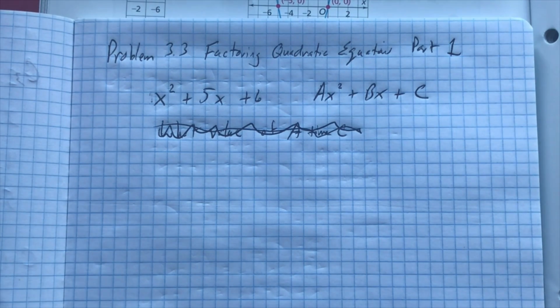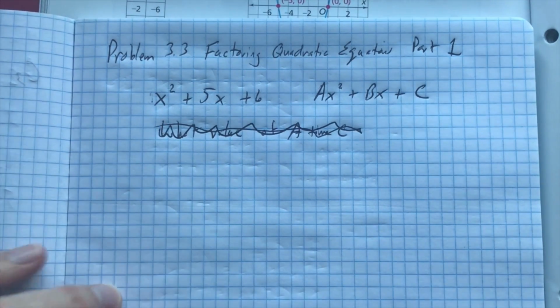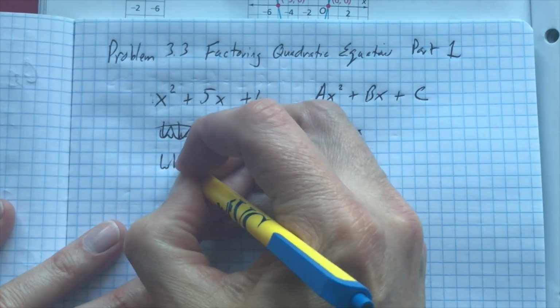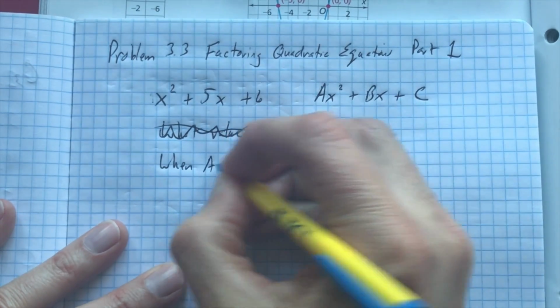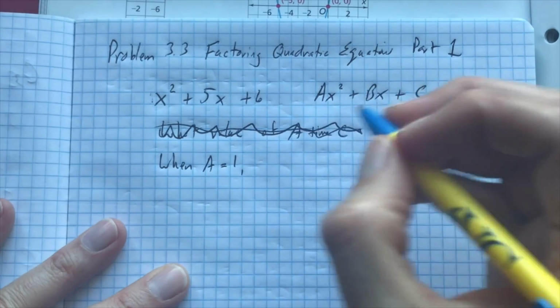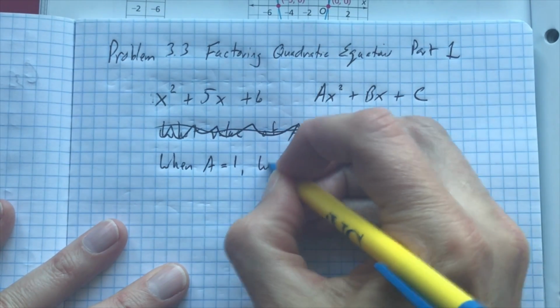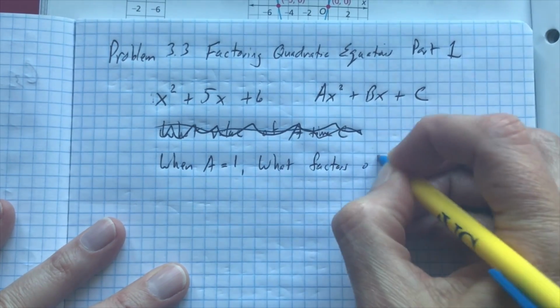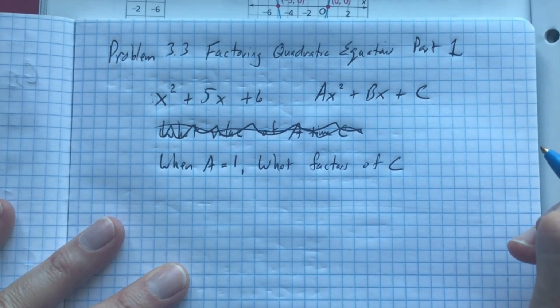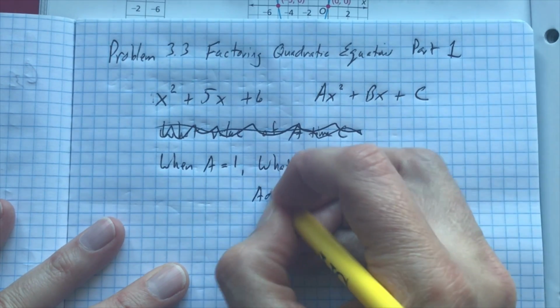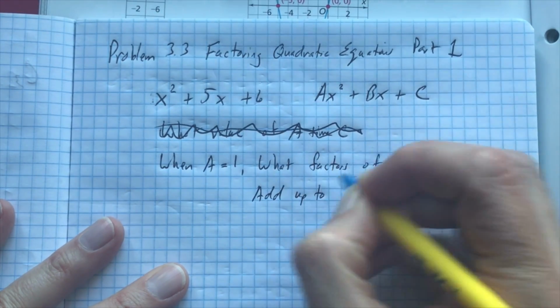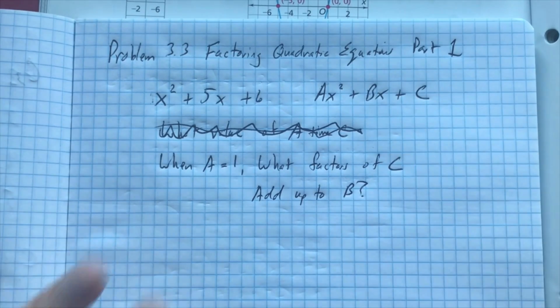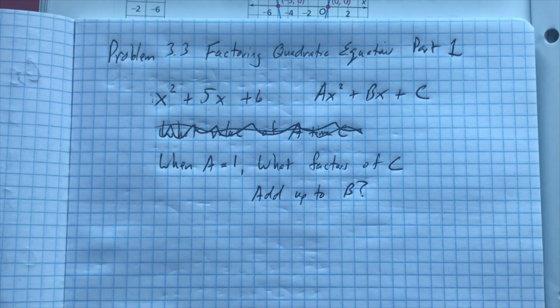So here's the initial question we have for when the value of a is 1. This is what we need to do. When a equals 1, here's the question: what factors of c add up to b? That's the main question we ask ourselves.